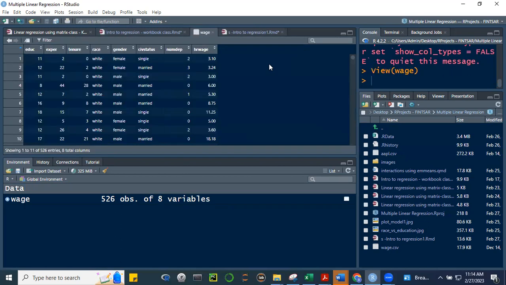So we have 8 variables. The variable of interest to us is hourly wage. This is our dependent variable, and we'd like to predict hourly wage based on these parameters. And we learned last time that there are 5 variables here that are numeric, and then 3 that are categorical.